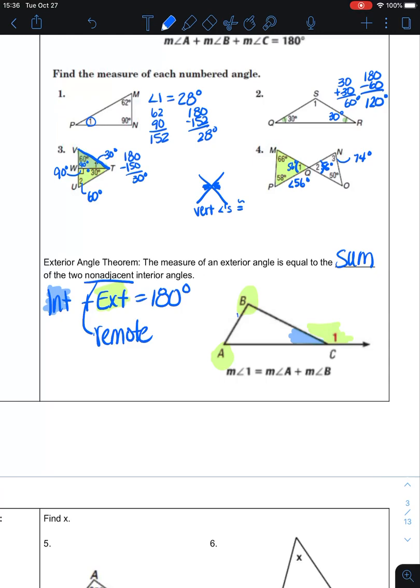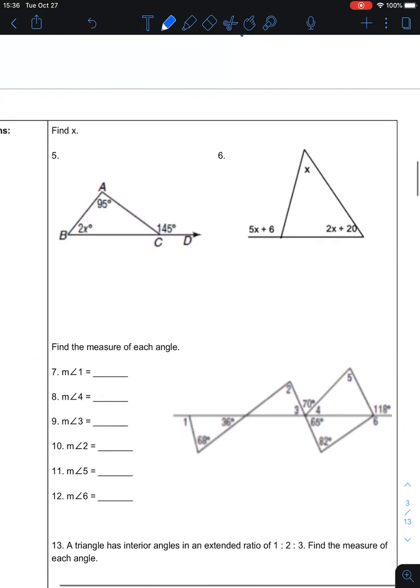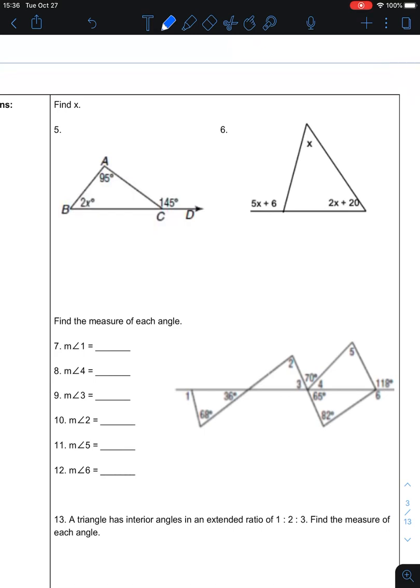What that means is that angle A plus angle B equals angle 1. The exterior angle, angle 1, is equal to the non-adjacent interior angles. So A and B are not adjacent to angle 1. Remember, adjacent means side by side. So these two angles are adjacent, but this angle here and this angle here are non-adjacent. Non-adjacent means they're not side by side. They don't share a vertex.